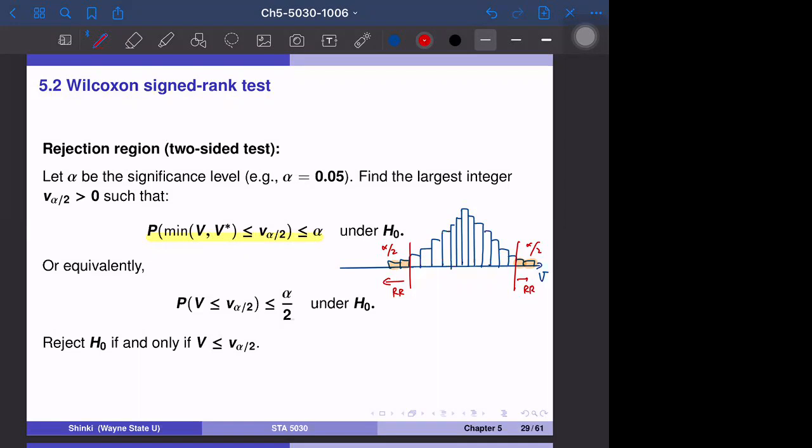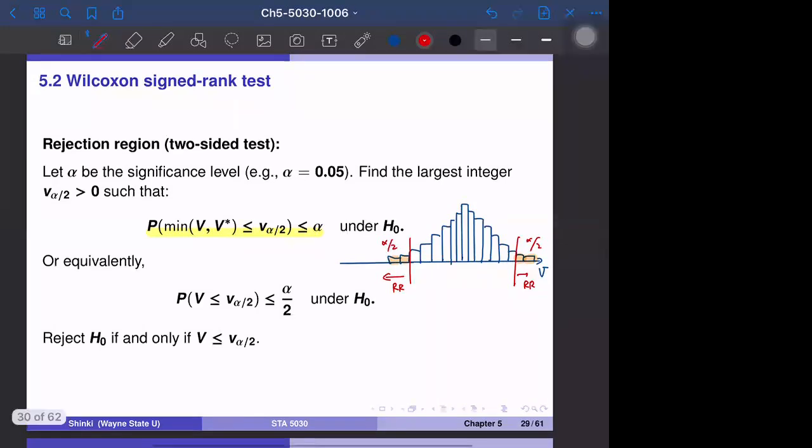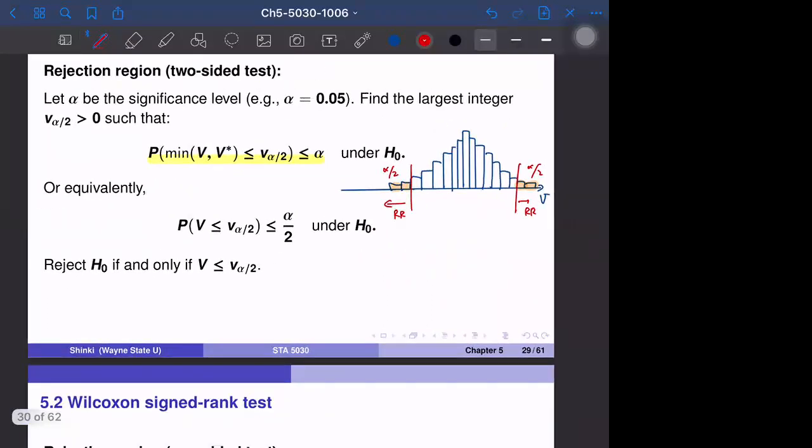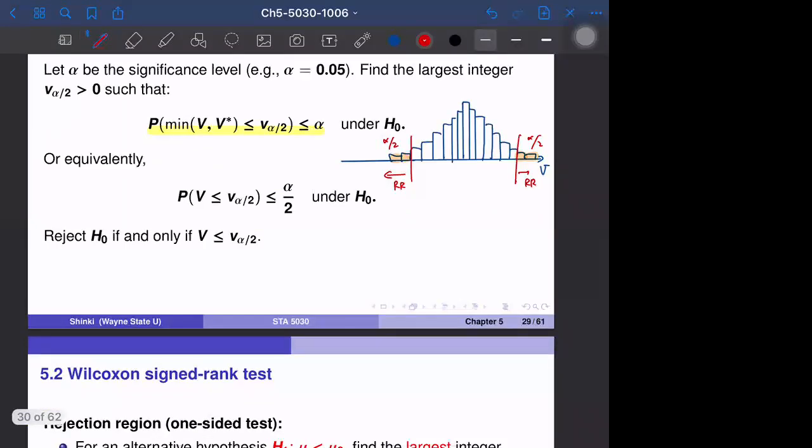So reject only if V falls in this extreme. If V is very small or V is very large, then we reject. If V is very small, that means we have more observations on the negative side. If V is very large, we have more observations on the positive side, so mu is larger than mu naught.